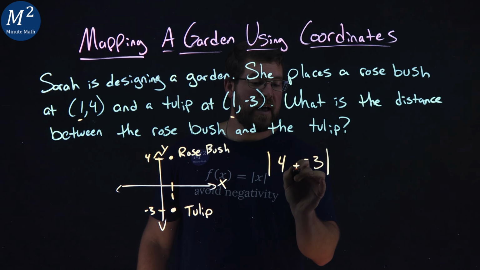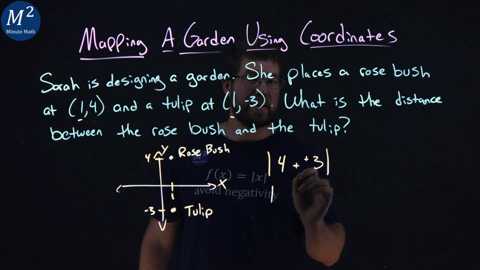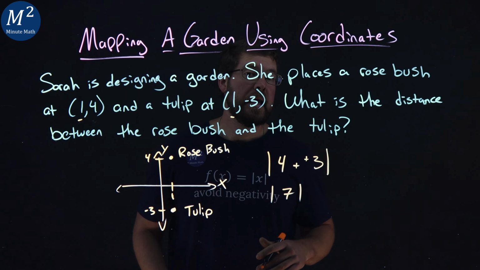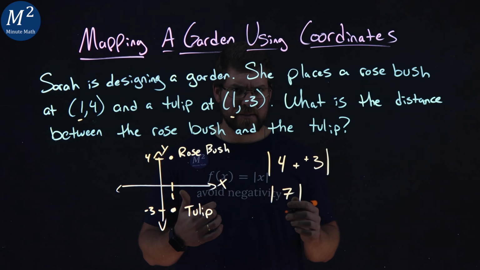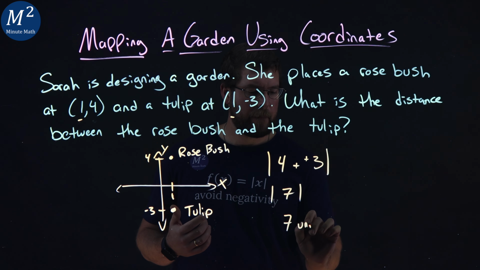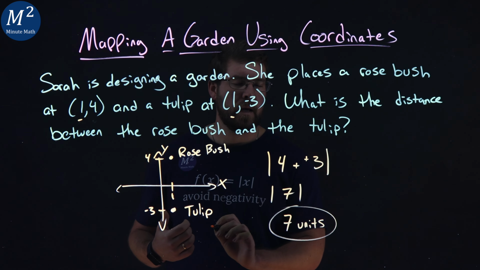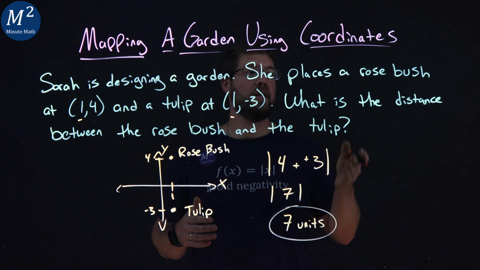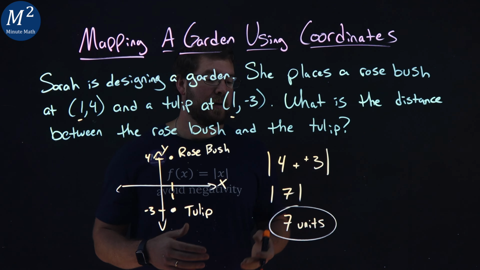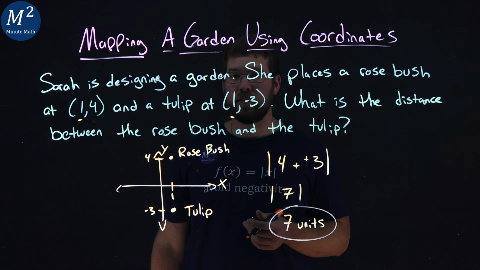Subtracting a negative is the same as adding a positive. So 4 plus 3 is a 7. And the absolute value of 7 is still a +7. And so the distance between the rose bush and the tulip is 7 units.